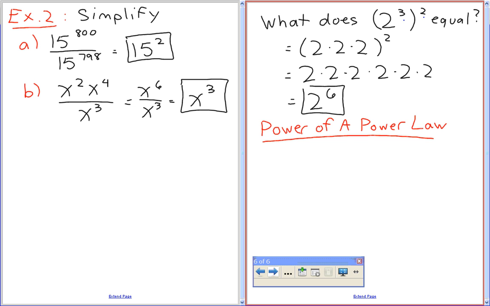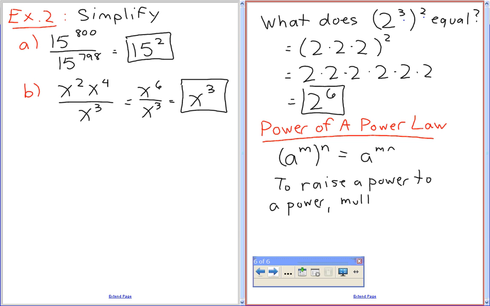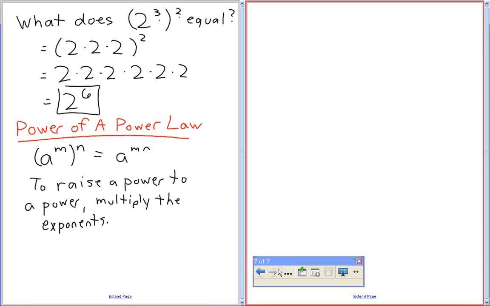That says, simply enough, (a to the m) to the n is equal to a to the m times n. So to raise a power to a power, multiply the exponents. Okay, I think you can see how this can get fun for me as a math teacher, because we can do a lot of cool stuff here with our algebra, which I love. Example 3 is going to say simplify.